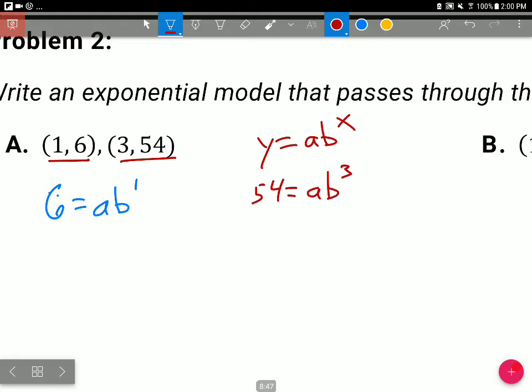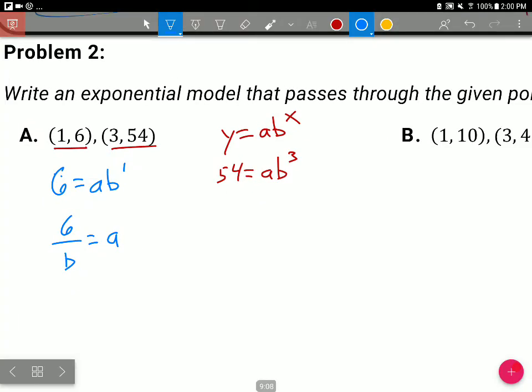From here, start off by solving for a first. Yes, you can solve for b first. It will work, but it's a little more difficult. So I'm going to start off by solving for a. If I want this a right here, what do I need to get rid of? Divide by b. So it's literally 6 over b equals a. Cool? To the 1. It's understood. So there's always a 1 there, no matter what.